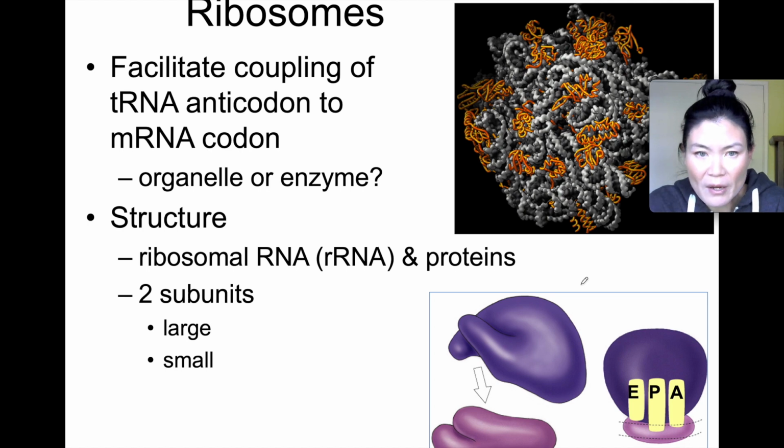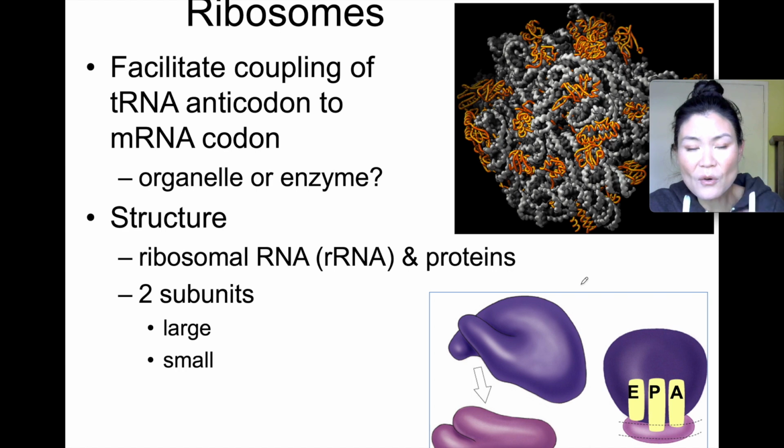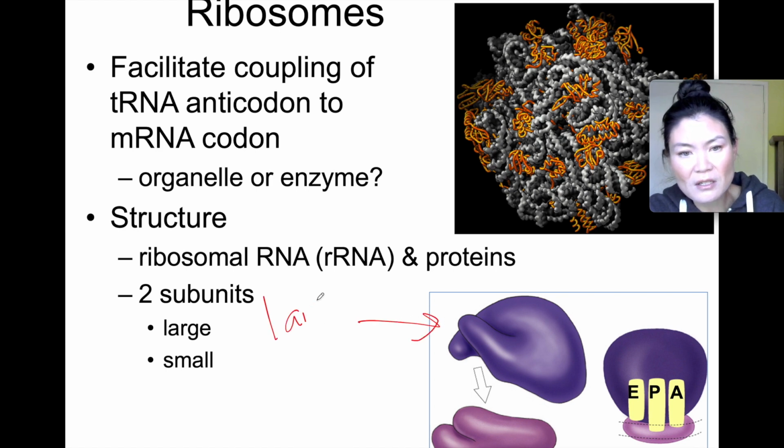Okay, before we talk about translation in detail, we do need to talk about ribosomes. So we've learned in previous chapters that ribosomes are the organelles that make protein. They are the protein factories, right? The ribosomes are where the tRNAs and the mRNAs meet. The mRNA has the codons, the tRNAs bring the amino acids to the mRNA, but the meeting place would be the ribosome, okay? And the ribosome has 2 subunits. There's a large subunit, okay? And then there's a small subunit.